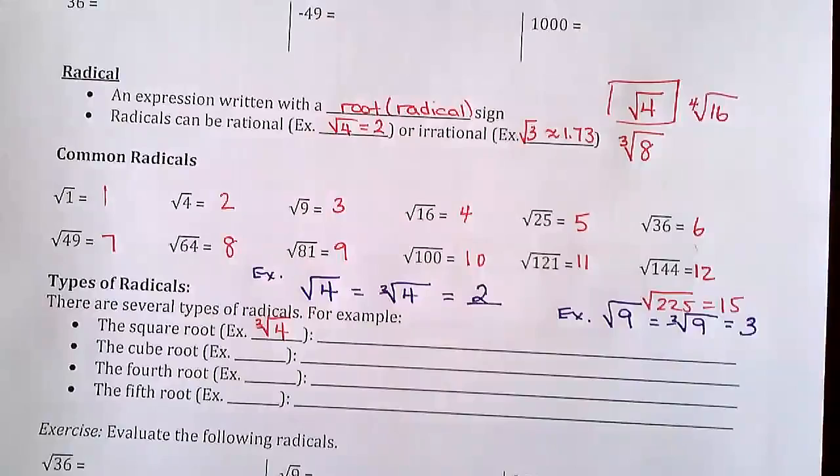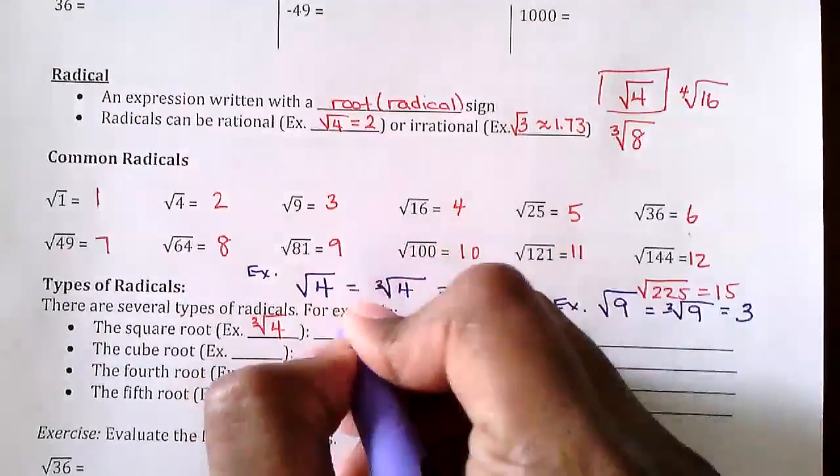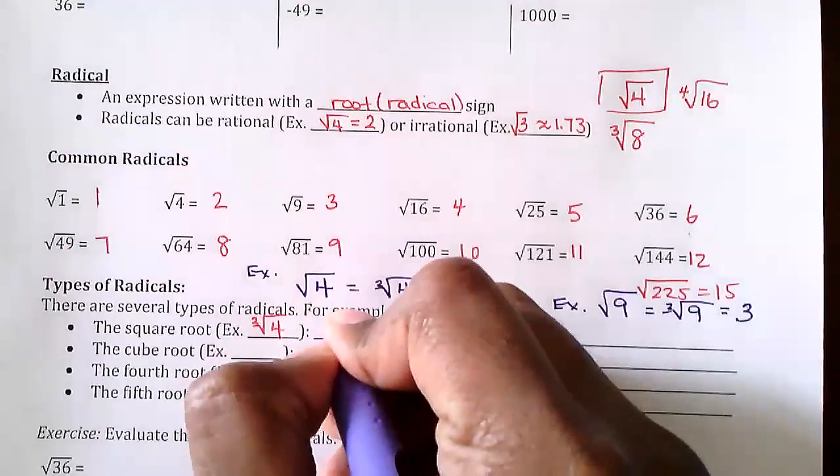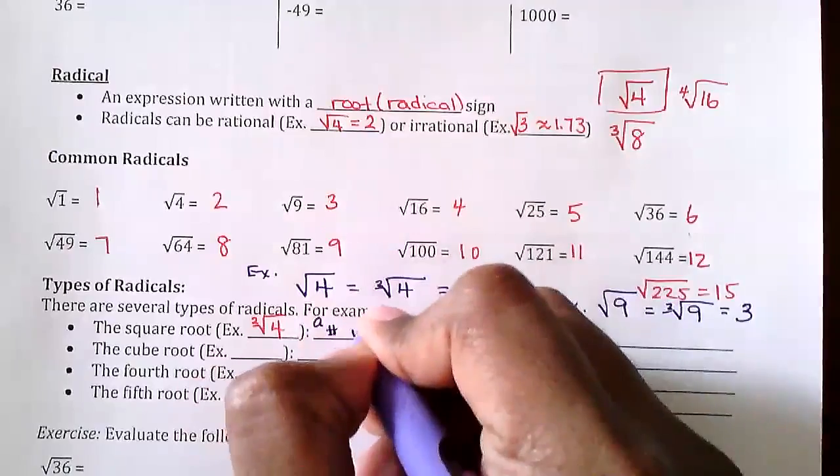So what is the square root then? The square root is essentially a number when squared.